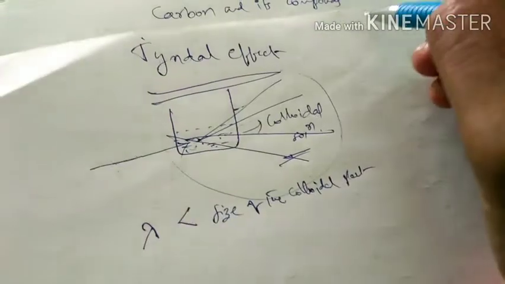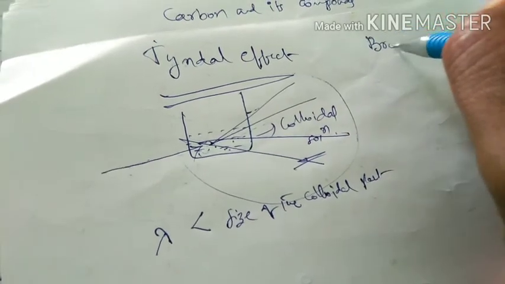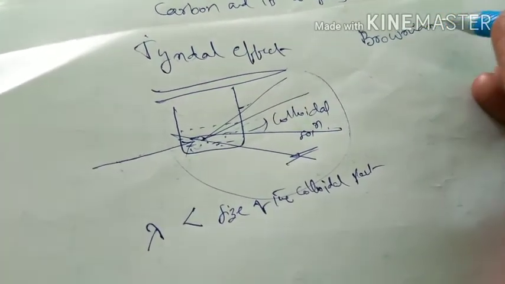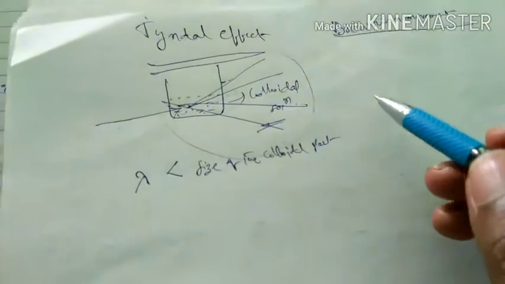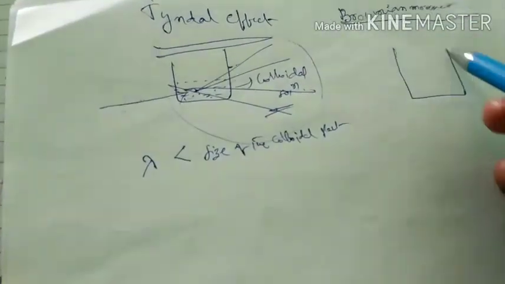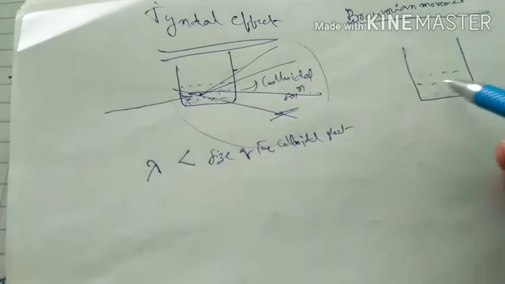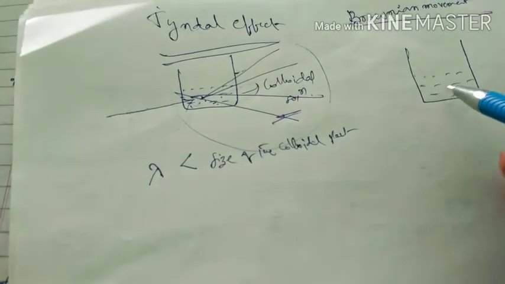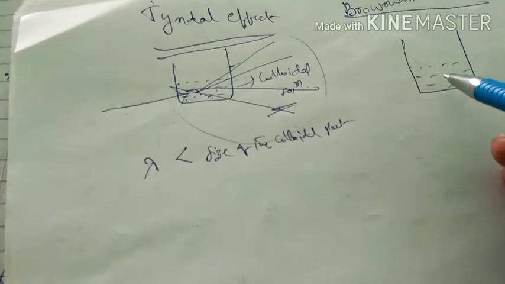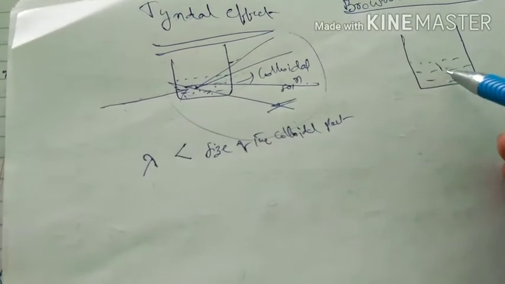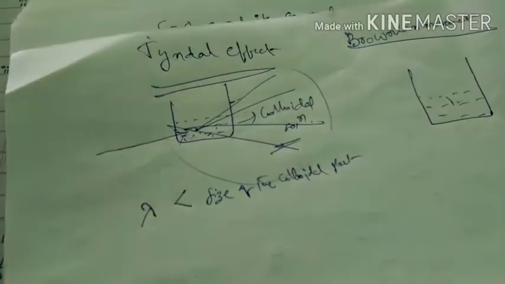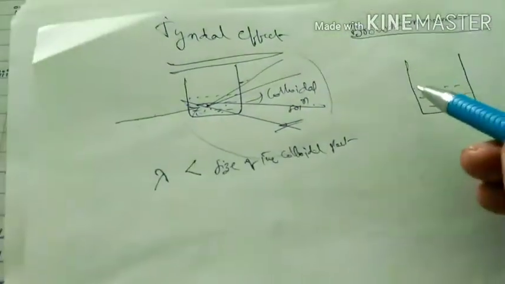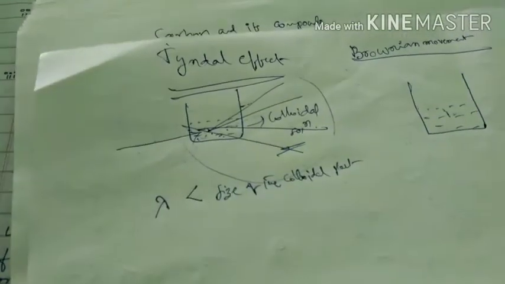Next one more definition is Brownian movement. This is also one of the important definitions. Brownian movement means if you take colloidal solution in one vessel, in that colloidal solution we know that so many colloidal particles are there. Those colloidal particles move from one place to another place in zigzag direction. Zigzag means randomness, disorderliness. Then that is called Brownian movement.